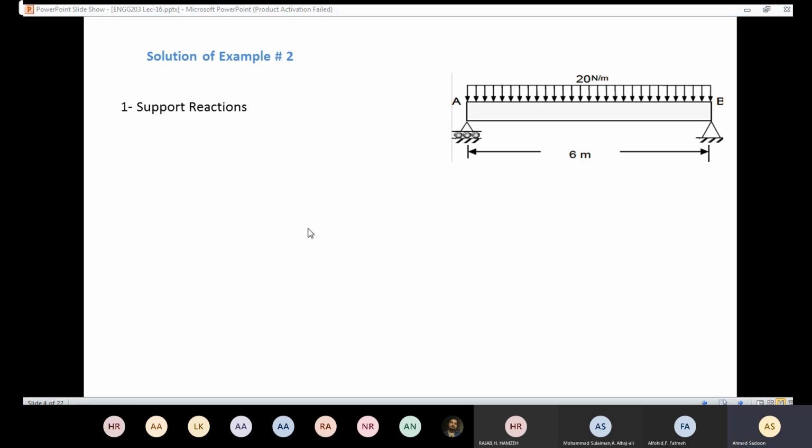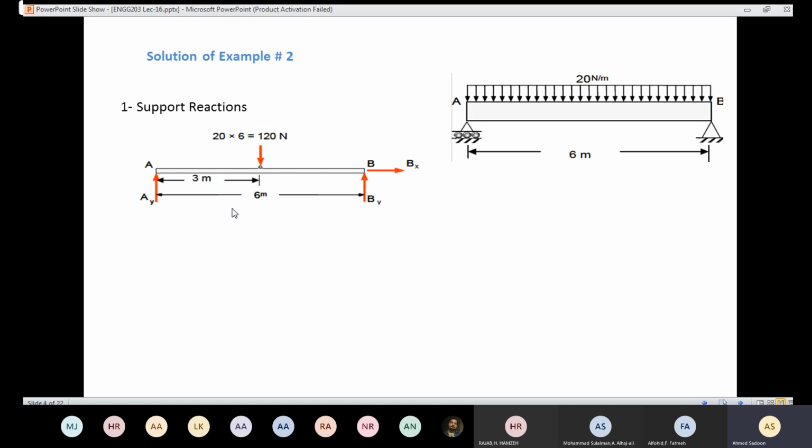And in order to determine the support reactions, we need to draw the free body diagram. So in order to draw the free body diagram, we are going to replace the supports with reactions. Here we have roller support, then we are going to have a reaction in the y-axis. We are going to call it AY. Here we have pin support. We are going to replace it with a reaction in X. We are going to call it BX, and a reaction in Y, we are going to call it BY. So when we draw the free body diagram, we are going to have this here. Here we have AY, here we have BY, and here we have BX.